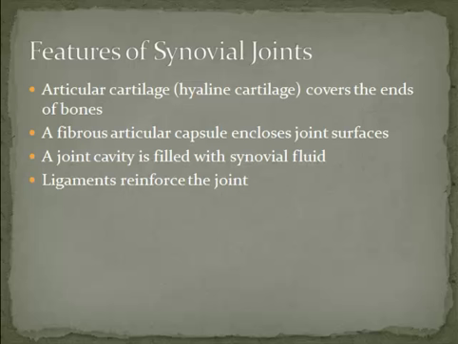So let's look at a synovial joint here. We've already seen the articular cartilage. In the next slide, we're going to look at the fibrous capsule that's surrounding that joint. We've talked a little bit about the synovial fluid. And then there's also ligaments. Remember, ligaments connect bone to bone, and so we have ligaments associated with this joint as well.